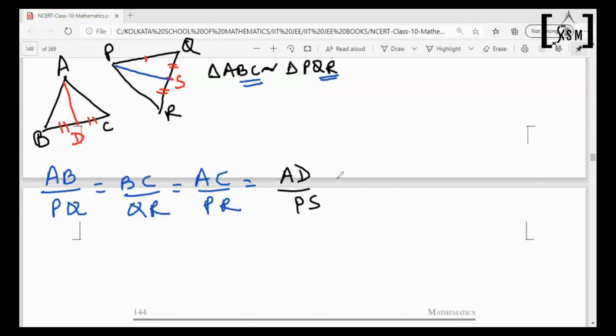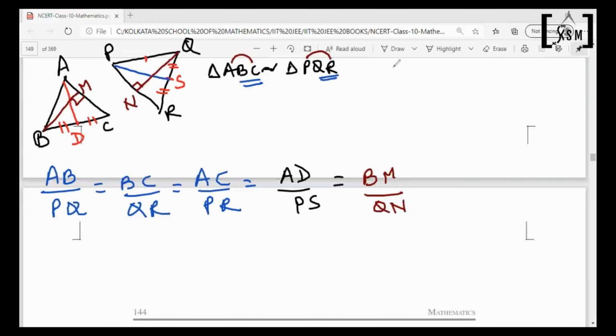Is that good? Yes, sir. Similarly, if there is a perpendicular drawn from B to side AC, and a perpendicular drawn from Q to side PR, please understand, I have drawn the perpendicular on side AC and on side PR, correct? So the corresponding altitude we are talking about, right? Yes, sir. Let's say this is M and this is N. So the corresponding altitudes will also be equal in ratios: BM ratio QN. No problem, sir. Is that good? Yes, sir.